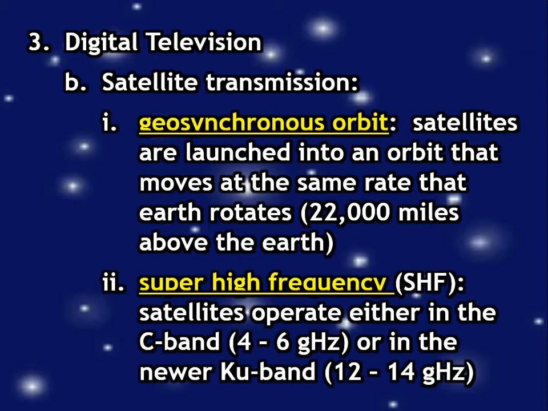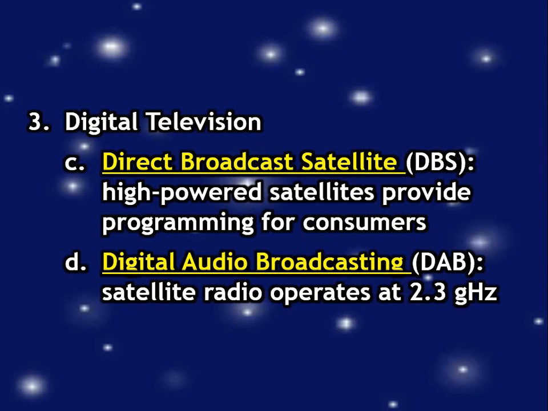Super high frequency, or SHF, I should say. Super high frequency is where satellites operate, and they operate either in what's called the C-band or in the newer Ku band. Direct broadcast satellite, or DBS, that's high-powered satellites that provide programming for consumers. That's where your DirecTV and Dish Network reside. Digital audio broadcasting, or DAB, that's satellite radio operating at the 2.3 gigahertz spectrum. That's where Sirius XM lives.